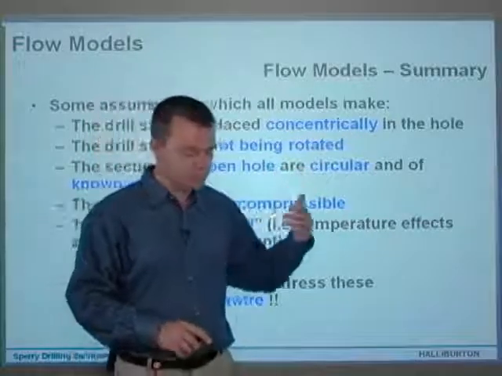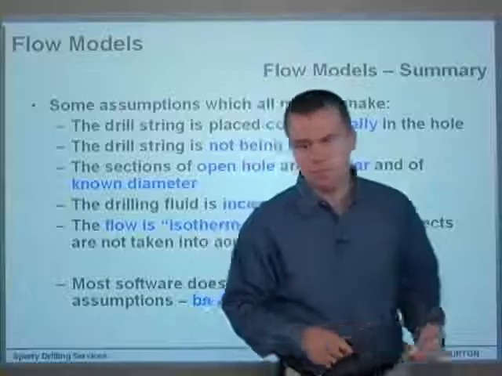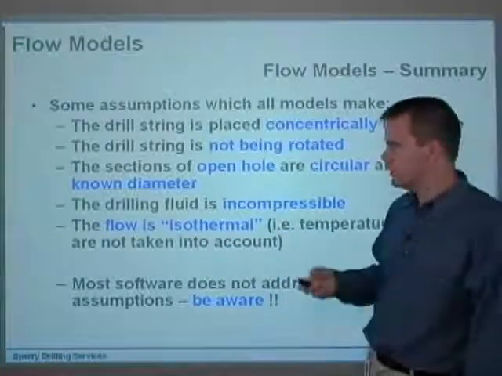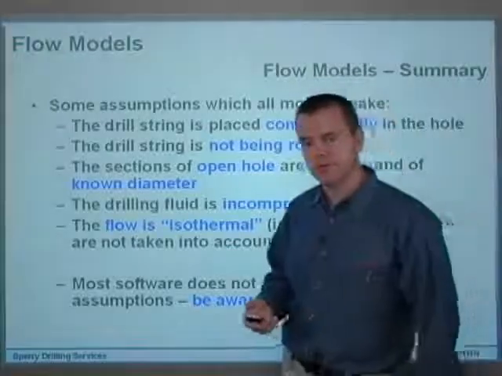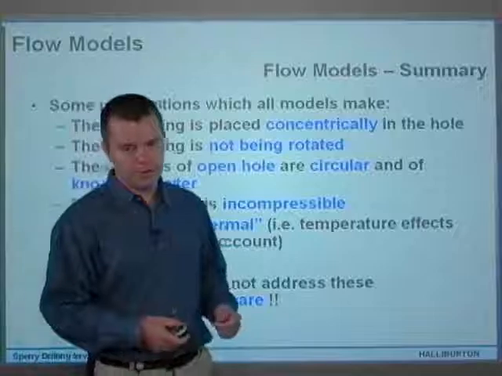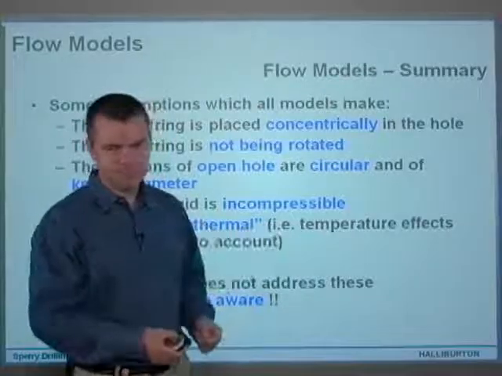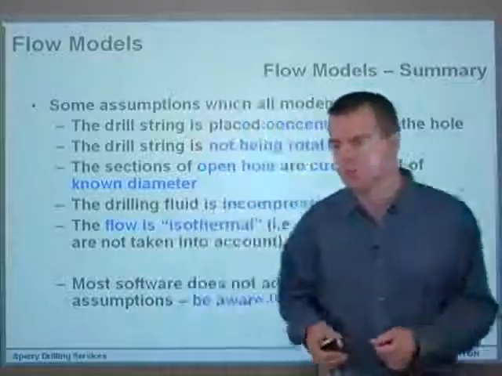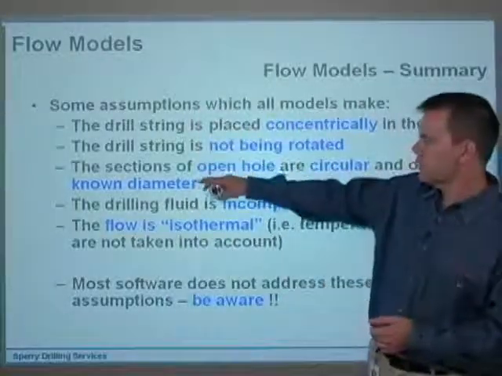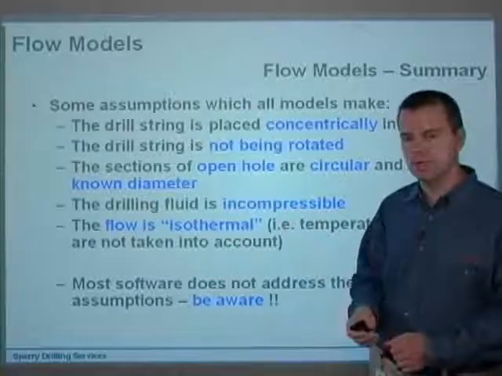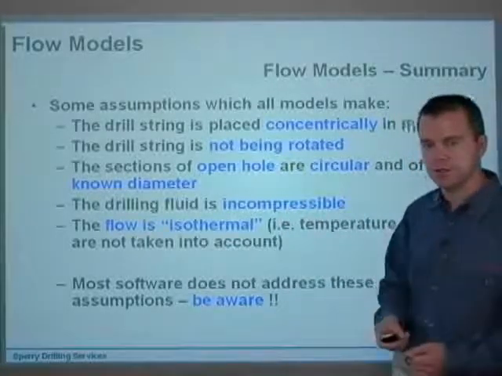But the third assumption is that the sections of open hole are circular and of known diameter. Now, we all know that when you do a caliper, they're very rarely completely circular, they're more elliptical, and also they're very rarely all one diameter. You've quite often got washed out areas and ledges and so on. So the models are all assuming a perfect cylinder in your open hole. That's another big assumption to make.